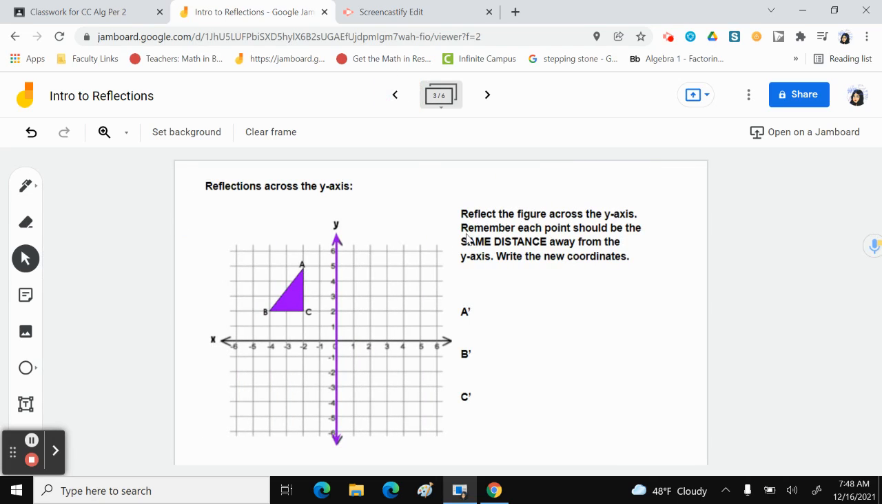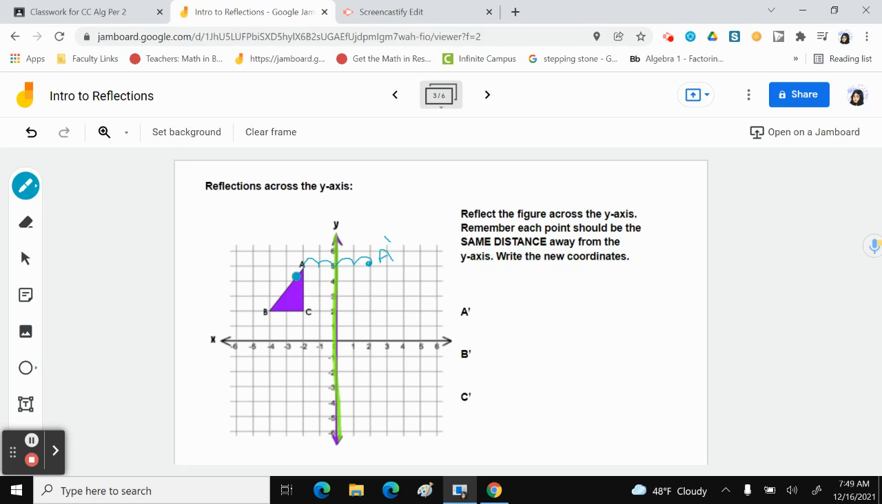Remember that when we reflect, we want each point to be the same distance away from the y-axis. So here's my line of reflection. It's already shaded. I'm just going to go ahead and shade it again. I want all of these points to be the same distance away. So I take one point at a time. Let's start with A, and I count how far it is from the line of reflection. A is 2 units to the left from the line of reflection. So if I want to get a mirror image of that, I want to count 2 points to the right. So this right here is going to be my A prime.